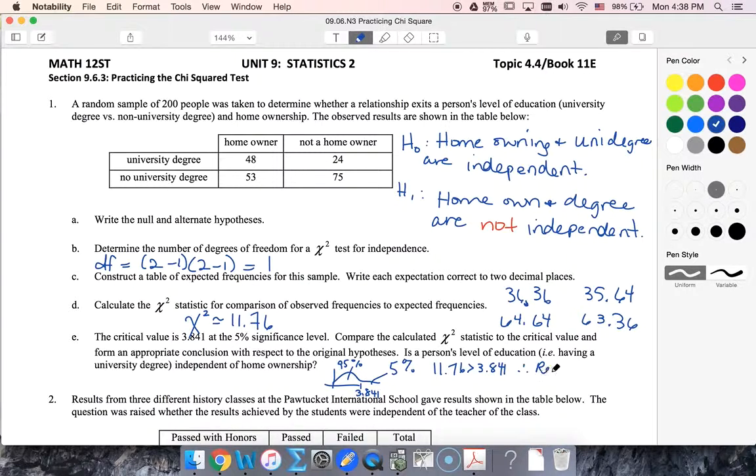Therefore, I reject my null hypothesis, which means I'm accepting my alternative, that home ownership and degree are not independent.